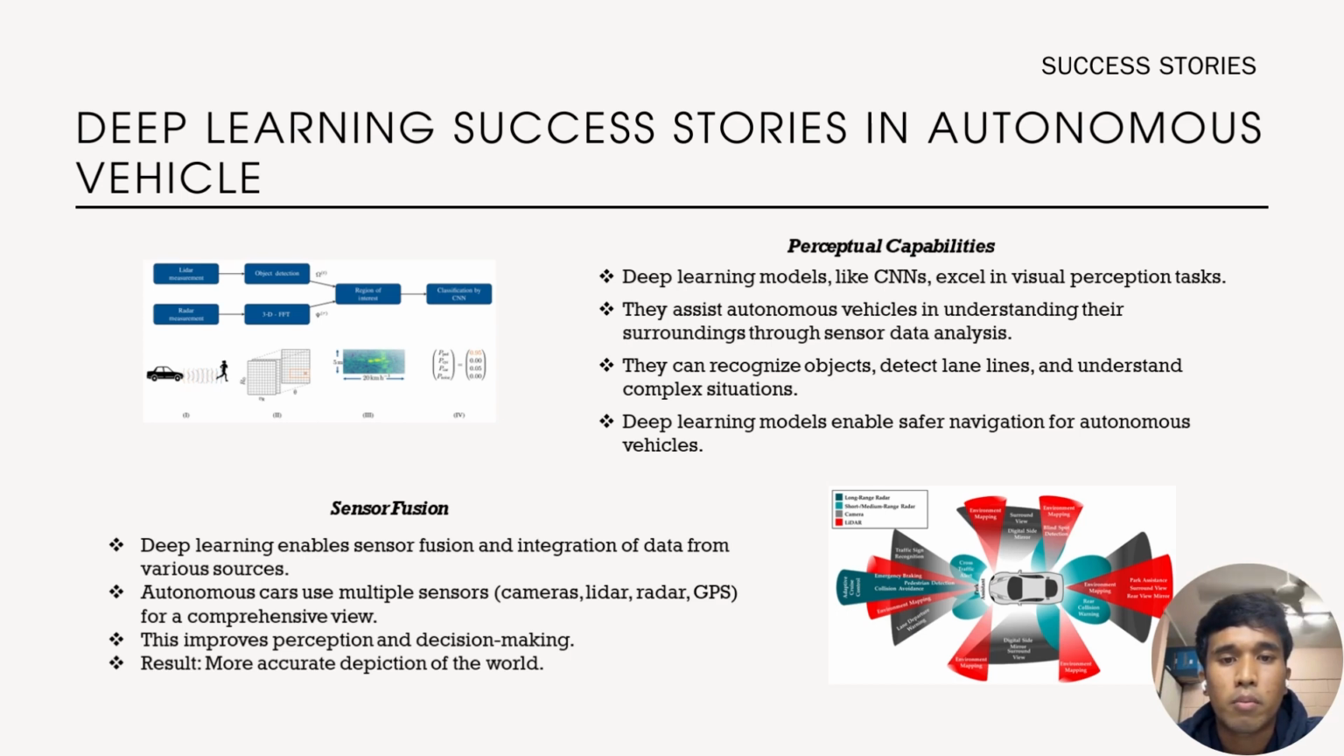Autonomous vehicles employ multiple sensors, including cameras, lidar, radar, and GPS, to gather a comprehensive view of the environment. Deep learning models facilitate sensor fusion, enabling the integration and interpretation of data from different sensors. By combining information from multiple sources, autonomous vehicles can create a more accurate and robust representation of the surrounding world, improving their perception and decision-making capabilities.